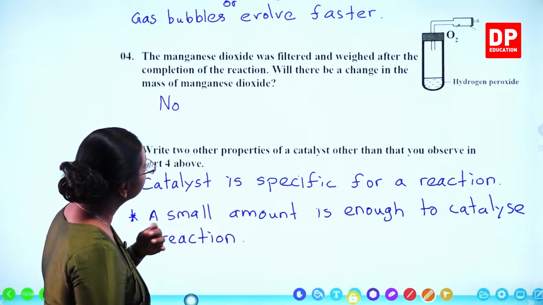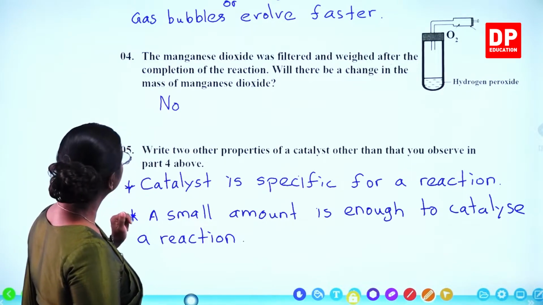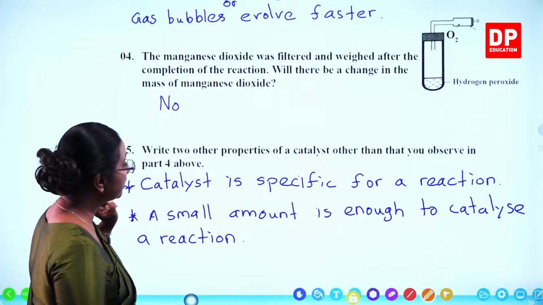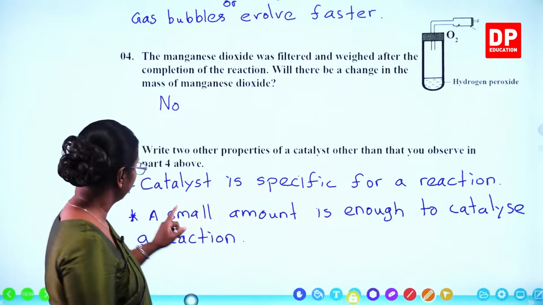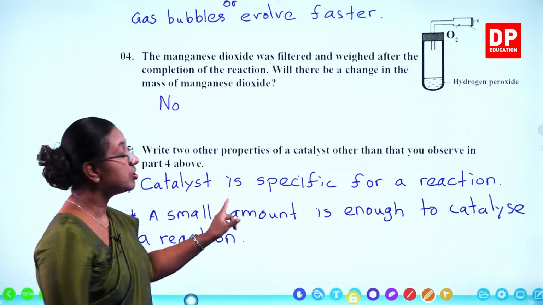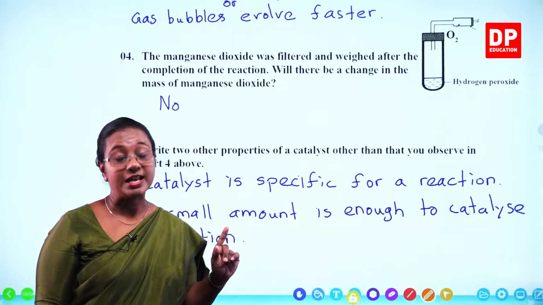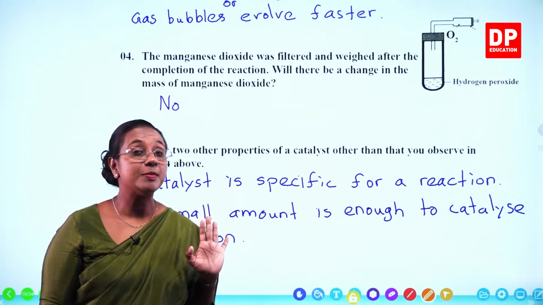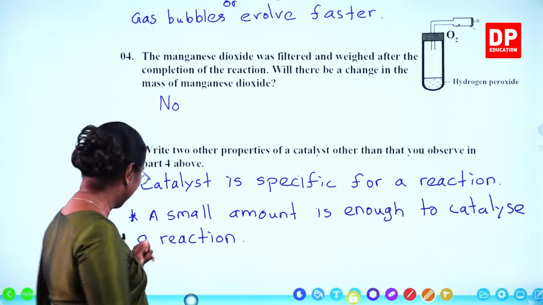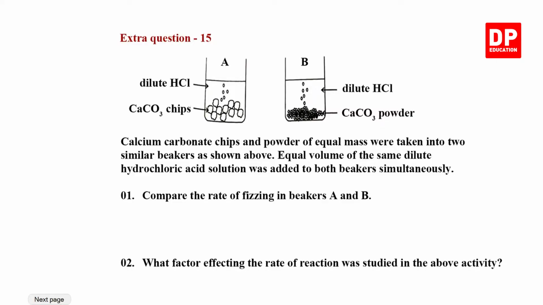Write two other properties of a catalyst other than that you observe in part 4 above. In part 4, we saw that they are not chemically consumed. There are two other properties: that it is specific for a reaction and also a small amount is enough to catalyze a reaction. So, you all have to remember all these properties, students. So, with that, we'll move on to the next part, extra question 15.